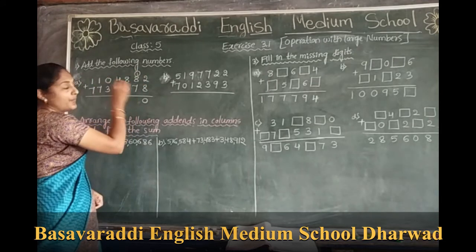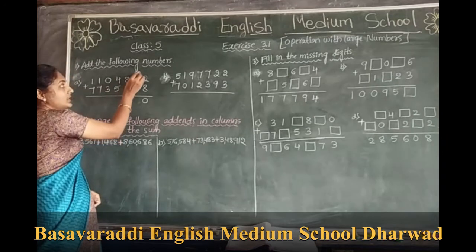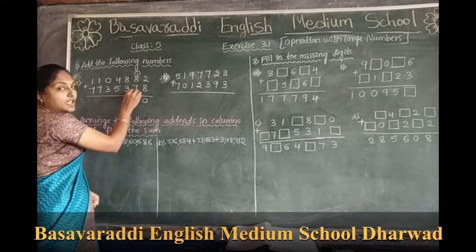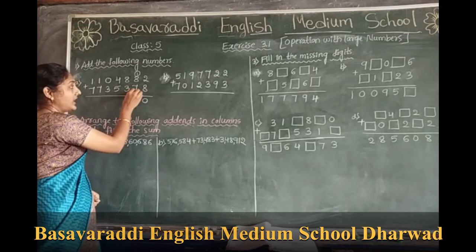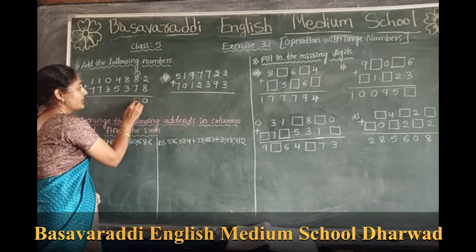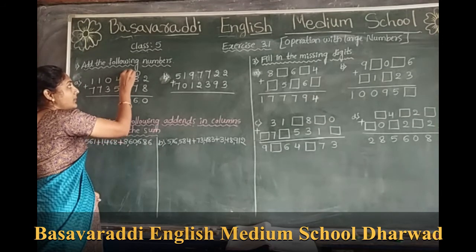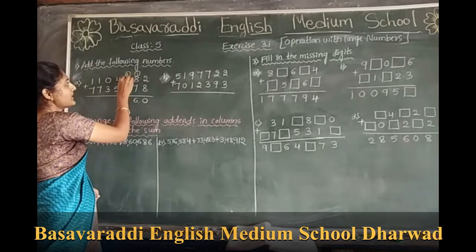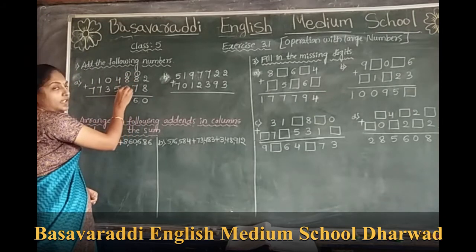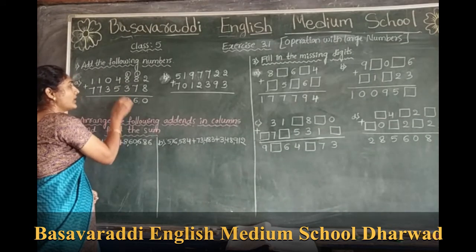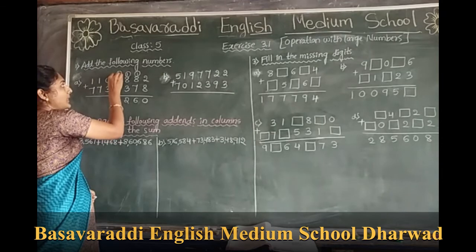In the next column, 1 plus 8 is 9, and 9 plus 7 is 16. Again it exceeds 9, so write 6 in the tens place and 1 carries over to the hundreds place. So 1 plus 8 is 9, and 9 plus 3 is 12. Write 2 in the hundreds place, and 1 carries over to the thousands place.